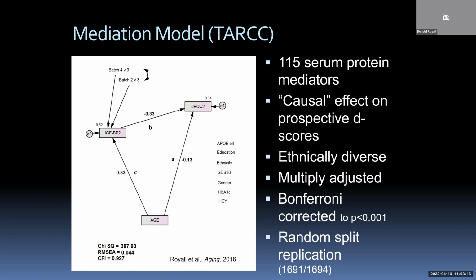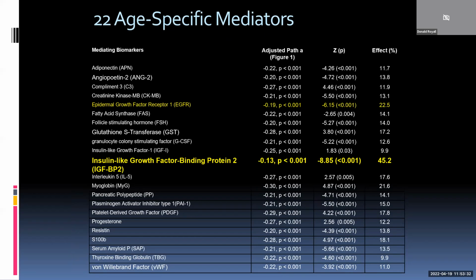This is in an ethnically diverse sample with multiply adjusted associations, Bonferroni corrected for multiple comparisons, and validated through a random split replication. And from that 115 proteins, we can knock it down to 22 that were found to be age-specific mediators or mediators of age's specific effects on dementia severity. And the strongest mediator was IGF-BP2, but the next most strong one was epidermal growth factor receptor.